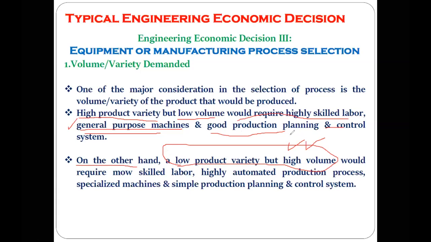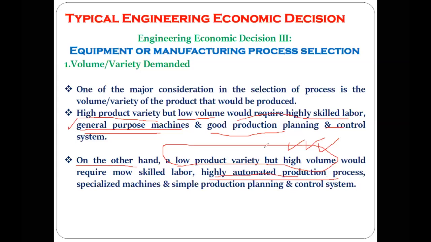As compared with the first case, sir, we choose the highly automated production. As the volume is high, meaning the quantity to be produced is high, definitely you require that kind of machine. So you will require the highly automated production process and machine, yes or no?